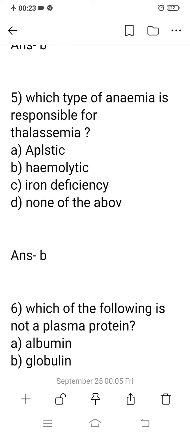Which type of anemia is responsible for thalassemia? Option A, aplastic anemia. Option B, hemolytic anemia. Option C, iron deficiency anemia. Option D, none of the above. So the right answer is option B, hemolytic anemia. Hemolytic anemia is one type of anemia which is responsible for thalassemia.